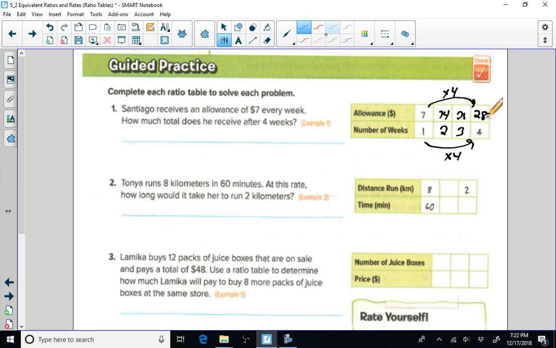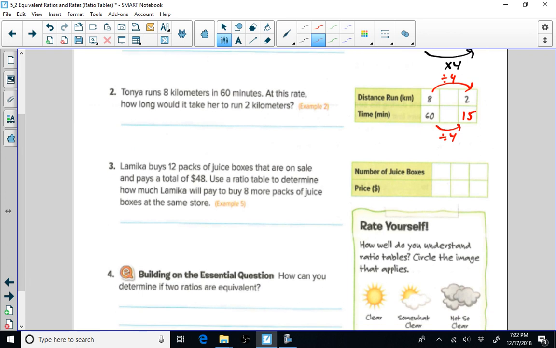Here, if I look at my next example, I can go from 8 to 2. So I'm going to skip this middle step here because from 8 to 2, I can divide by 4. 8 divided by 4 is 2. So to make an equivalent ratio, I can divide this by 4. So we can skip this step if we can. 60 divided by 4 is what? 15. So how long would it take her to run 2 kilometers? 2 kilometers would take about 15 minutes.